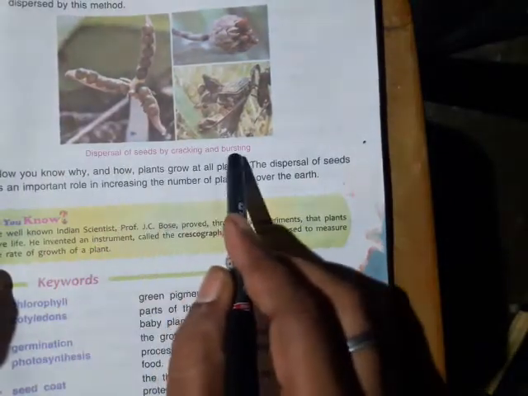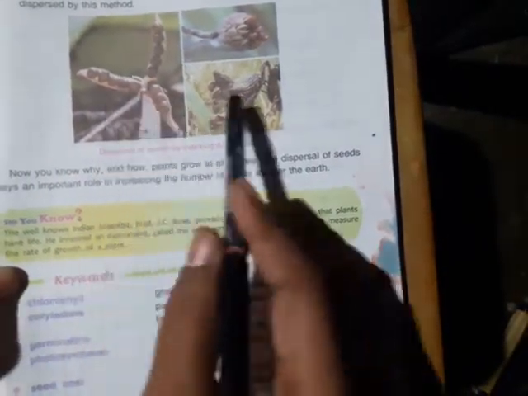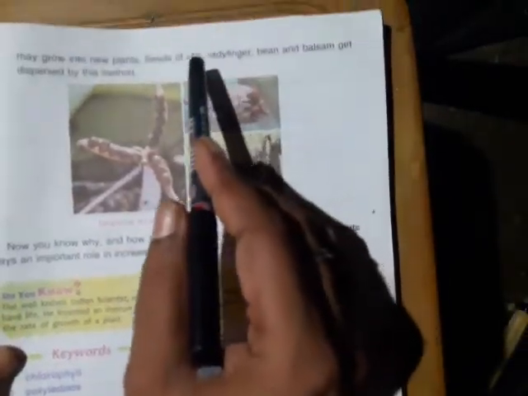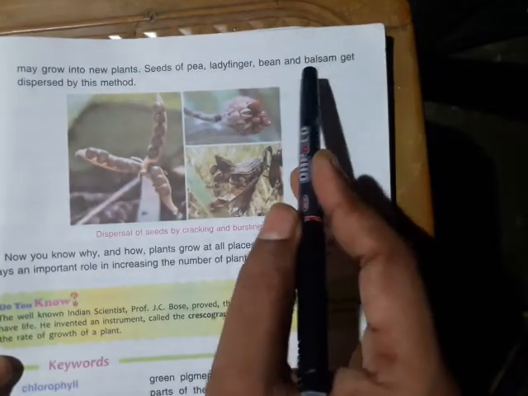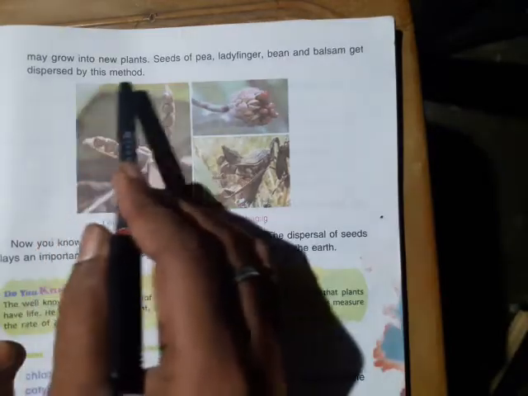Dispersal of seed by cracking and bursting. Here you are seeing this. Lady finger, pea, bean and balsam get dispersed by this method.